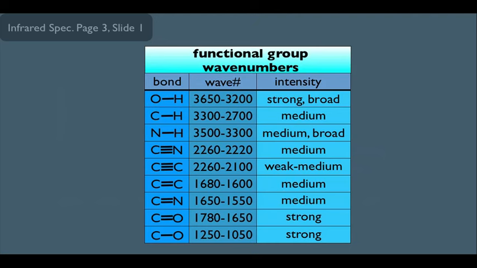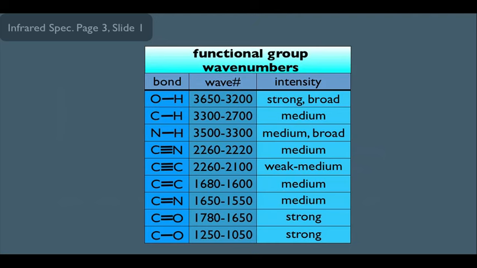Notice on the left-hand side we have bond. So if you're looking at the OH bond, if our molecule was an alcohol and therefore had an OH bond, we would expect to see an absorption band in roughly the 3,200 to 3,650 region. And the intensity of that band, which is basically how strong the signal is, would be very strong and broad. We'll see what this looks like in another online lecture.